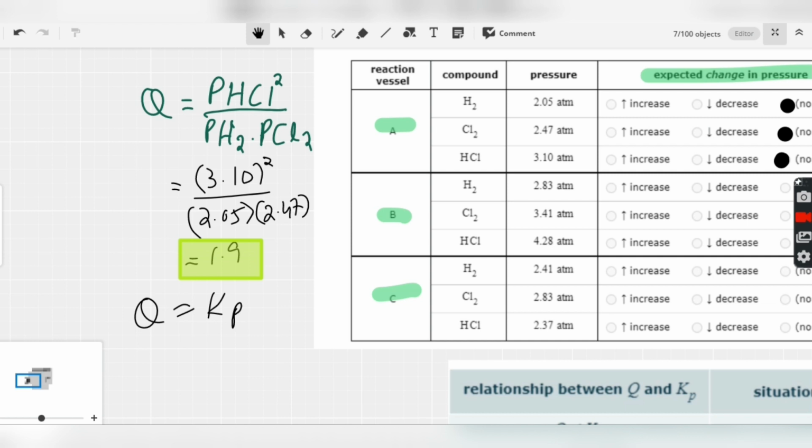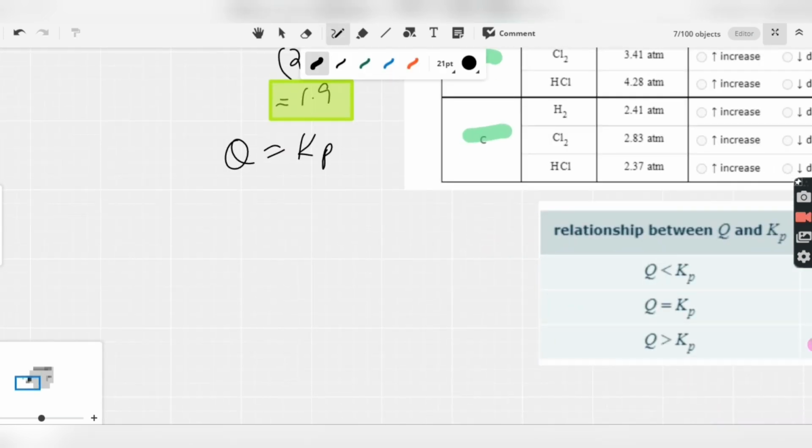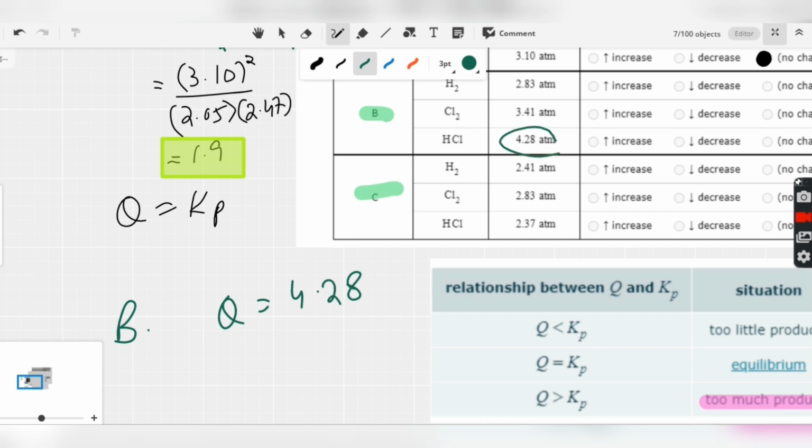So now we need to calculate the reaction quotient for vessel B. Here is A, and now we are going to find it for B. We need to use the values, that is Q is equal to 4.28 squared divided by 2.83 times 3.41. So when we calculate it, the answer again is 1.9.